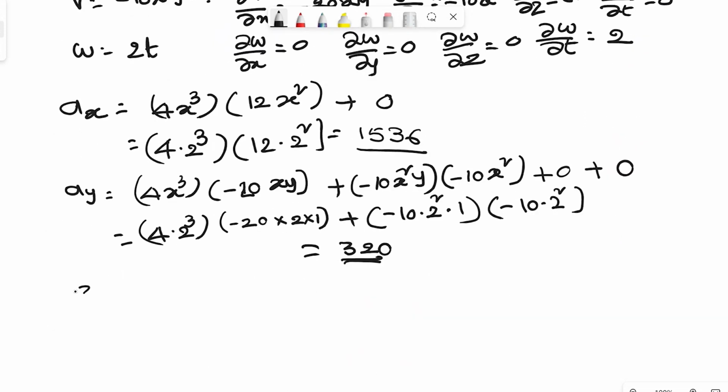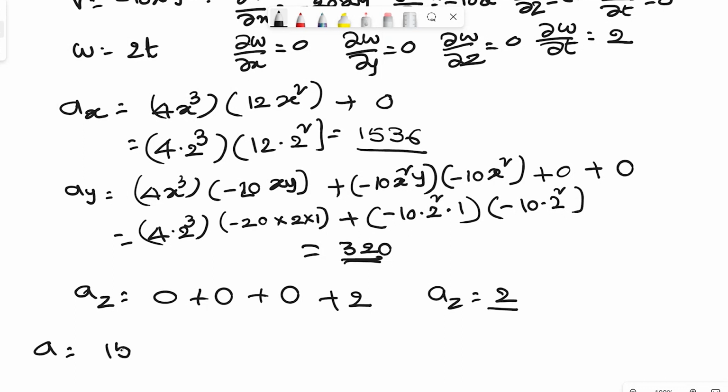Then AZ is equal to, if you calculate, dou W by dou X is 0, dou W by dou Y is 0, and only the last term is there. So it is 0 plus 0 plus 0 plus 2. So AZ is equal to only 2. So the solution is A is equal to 1536 into I plus 320 into J plus 2K.